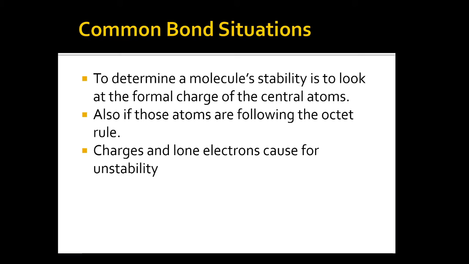So molecules want to be stable. They want to make a set number of bonds. Depending on what the atom is will determine how many bonds it can make. The atoms we're going to look at for the most part are going to follow the octet rule, except our hydrogen, which only wants to make one bond. If my atom has a charge or a lone pair of electrons on it, this could cause a lot of instability in the molecule.